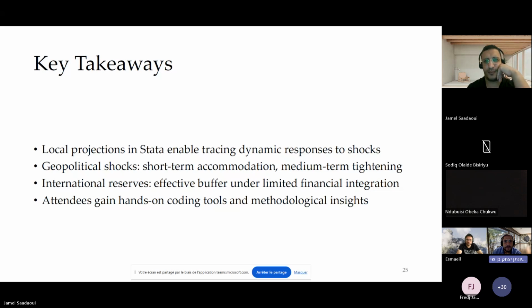Yes, so we have a question from Rana Joy. Yes. Specifically for this time varying approach, can we also use this for the panel data?